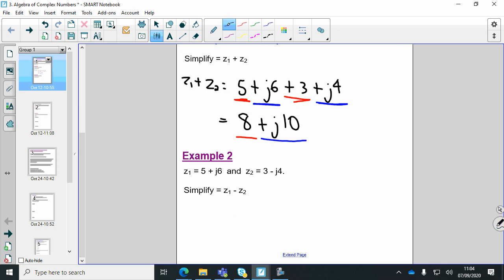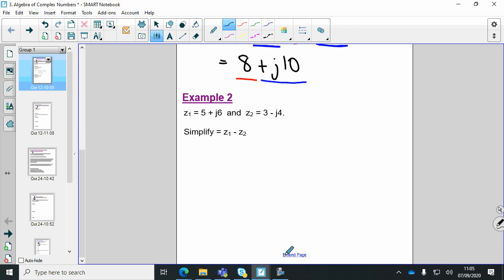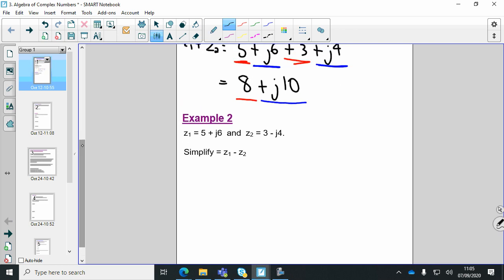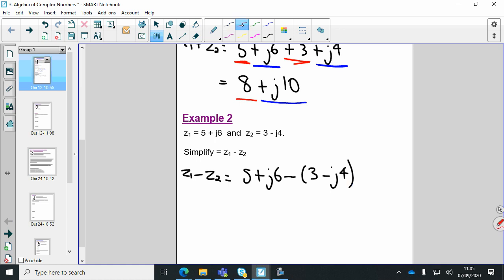So example 2, Z1 is 5 plus J6, Z2 is 3 minus J4, so simplify Z1 minus Z2. The thing to be careful of with these sort of questions is your negative numbers. That's always what throws people. So if we've got 5 plus J6, we're going to subtract all of 3 minus J4. Now, just be careful because it's subtracting the whole thing there. So we are going to have a double negative when it comes to the imaginary part.